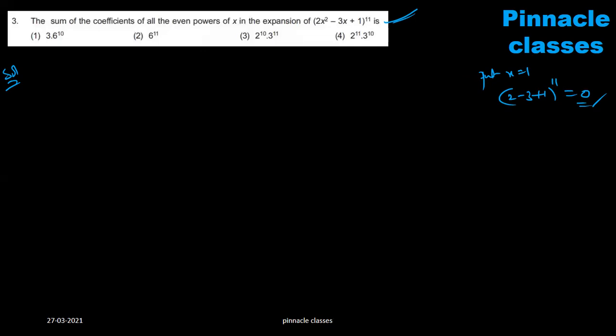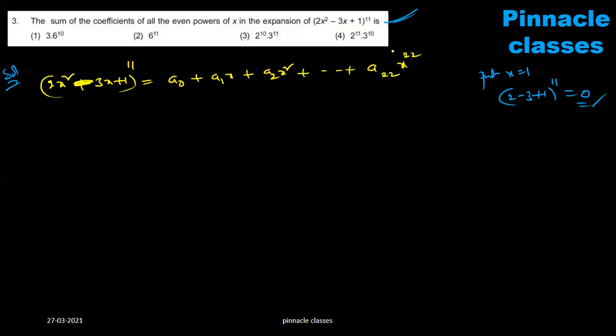But in this case, what are they asking? Sum of the coefficients of even powers of x. Sometimes they can ask odd powers of x. Then how do you do this? Simple. First of all, what is the degree? 22 is coming. That means, see, 2x square minus 3x. So I can write a0 plus a1x plus a2x square and so on, up to a22 into x power 22. Is it clear, dear students?